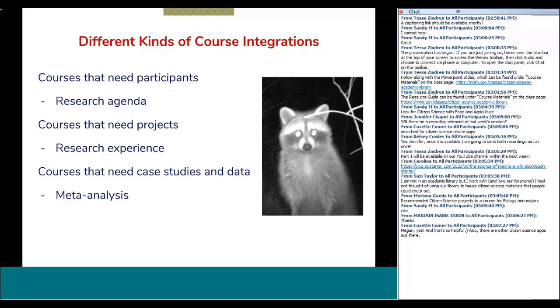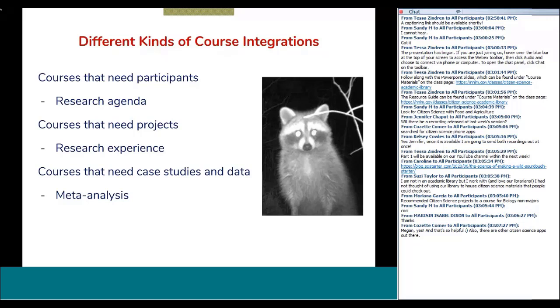So there are courses that have a research agenda, but they need participants to help collect or analyze more data. These courses usually already have a study design, and they might have been doing this for years, but they just need help recruiting and managing contributors or distributing project materials. So examples would be a mammalogy course we worked with that had been using camera traps to study species diversity in a remote research site, but they wanted to generate comparative data in an urban setting, and so they needed volunteers to help do that.